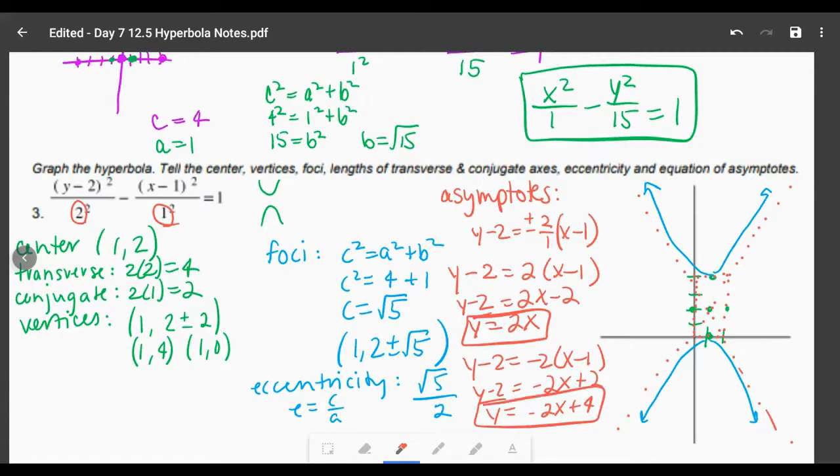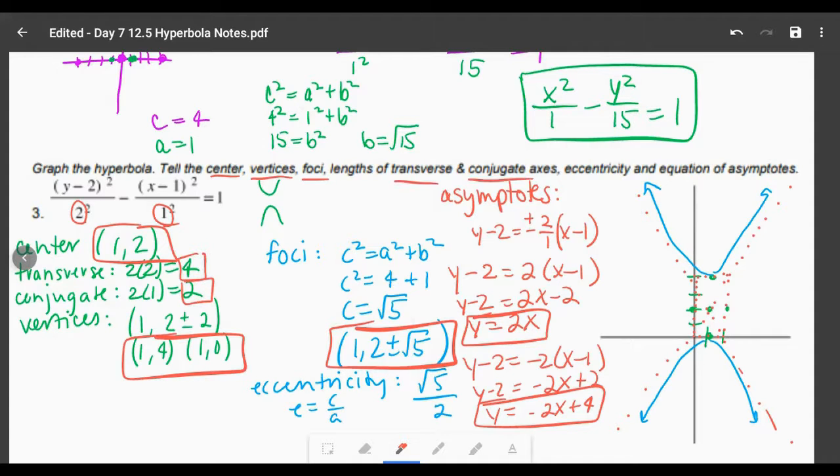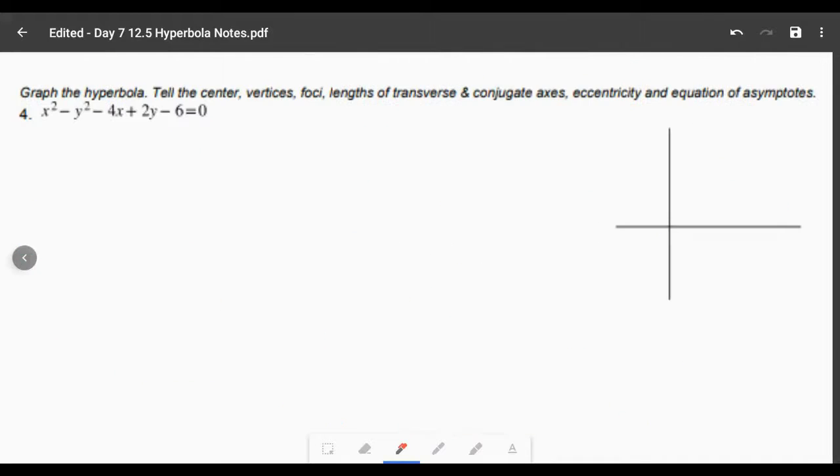So just to verify, we have our center, we have our vertices, we have our focal points, the lengths of the transverse and conjugate axes, and the eccentricity, and the equation of the asymptotes. Moving on to the final problem, this one is going to require for us to complete the square.